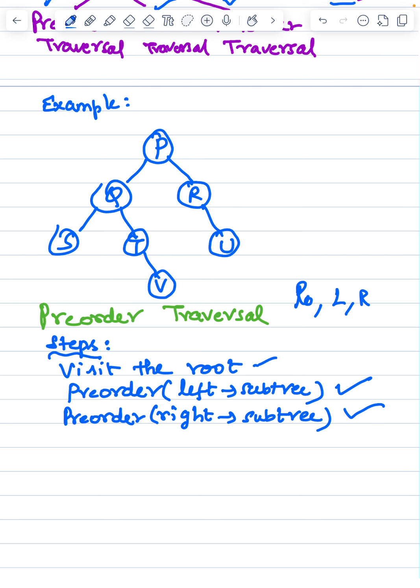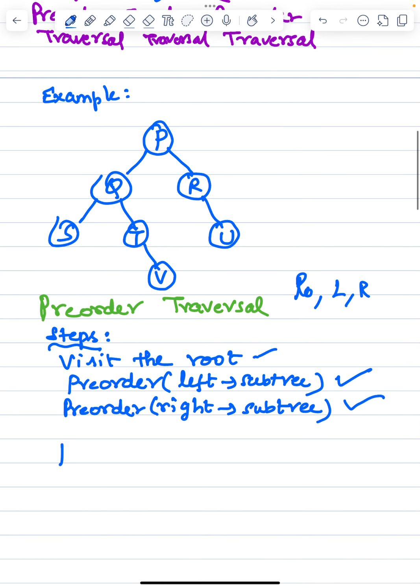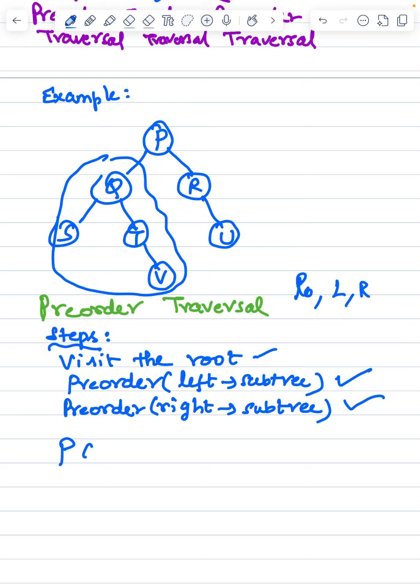So the first thing is visit the root. What is the root? P is the root. And what is the next step? We have to perform the pre-order of the left subtree, right? So this is my left subtree. In the left subtree, again I have to look for the root. What is the root of the left subtree? Q is the root. And again I have to visit the left subtree. What is the left subtree of this Q? It is S. So put S here.